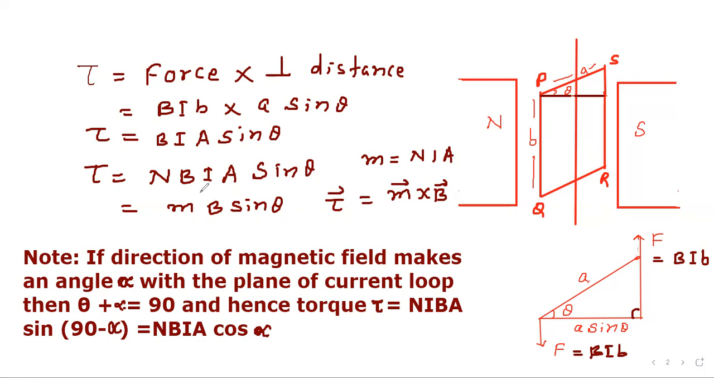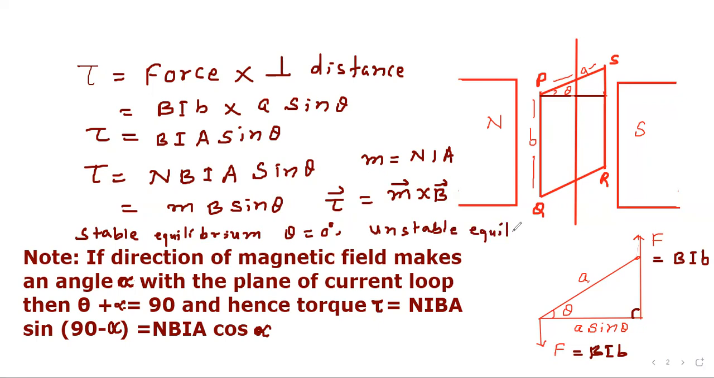And as far as stable and unstable equilibriums are concerned, when theta is 0 degree, we call it a stable equilibrium. Stable equilibrium when theta equal to 0 degree. Unstable equilibrium will occur when theta equal to 180 degree.